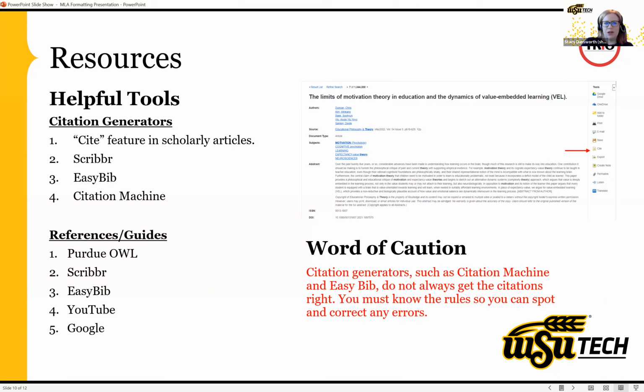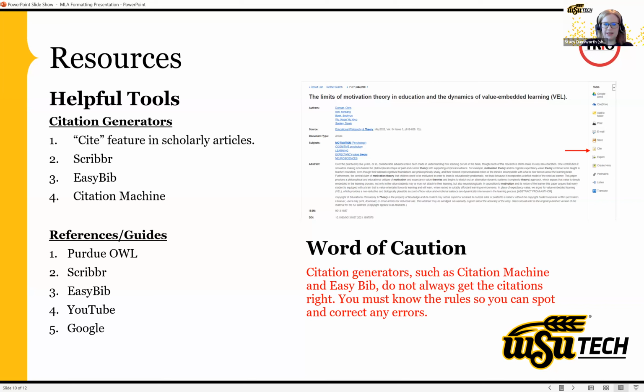It's important to note these basic rules because these citation generators do not always get it correct. So it's important to know at least the basic rules so that you can identify it if they get it wrong and you can make that correction.